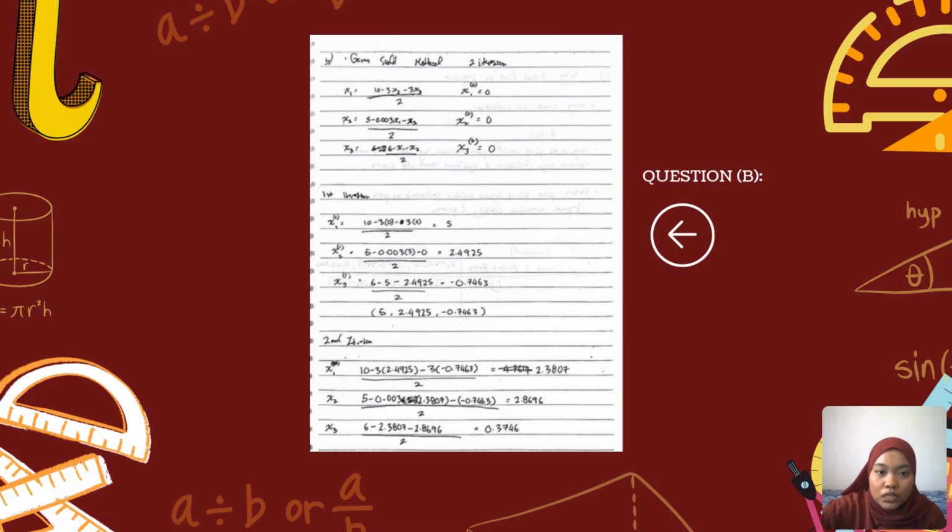After two iterations, the results were x1 equals 2.3806, x2 equals 2.8696, and x3 equals 0.3749. These values differ from question A because the Gauss-Seidel method is an iterative technique and only two iterations were performed. More iterations will normally produce results that are closer to the exact solution.